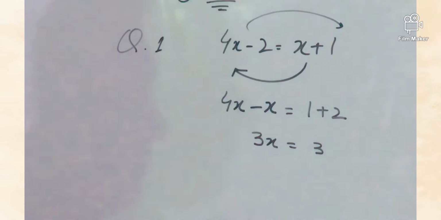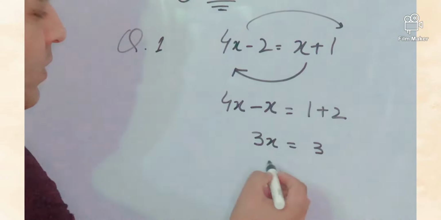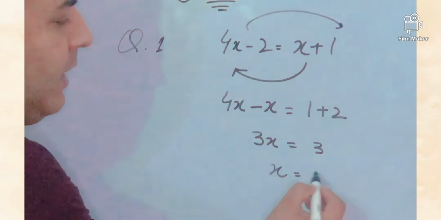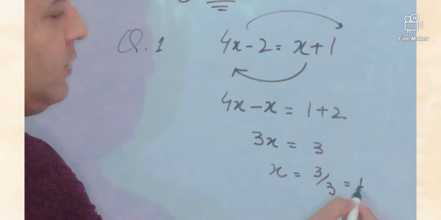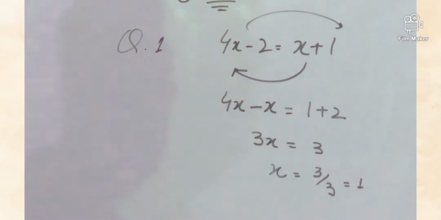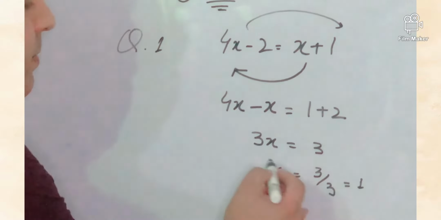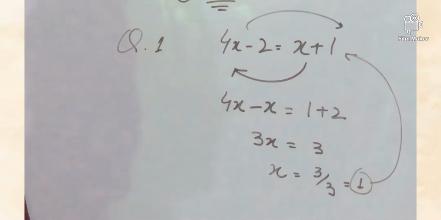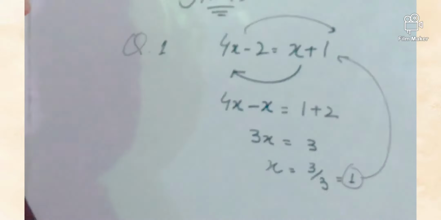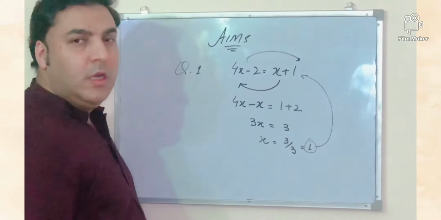After that we will divide both sides by 3. So we will be left with 3x by 3 equal to 3 by 3, that is 1. So the solution of this equation was x equal to 1. And how we can verify? We know if we will put back this value in our original equation, we will get left hand side equal to right hand side, and we will be confirmed that this is the solution of this equation.